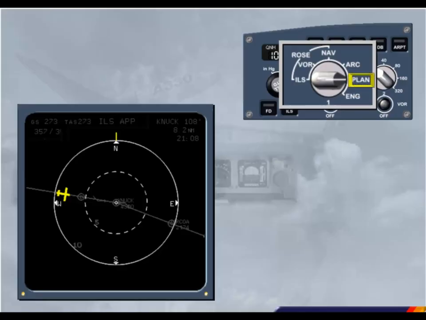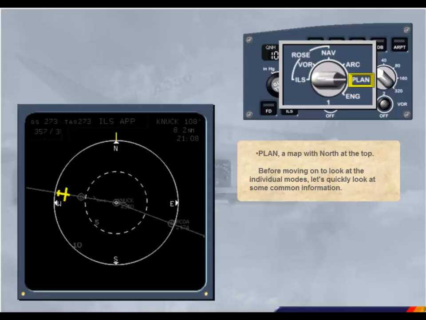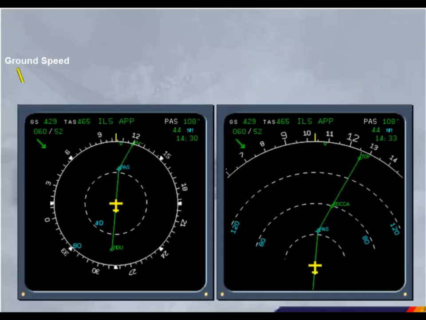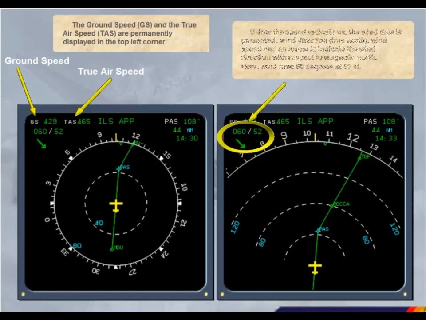Before moving on to look at the individual modes, let's quickly look at some common information. The ground speed, GS, and the true airspeed, TAS, are permanently displayed in the top left corner. Below the speed indications, the wind data is presented. Wind direction, true north, wind speed, and an arrow to indicate the wind direction with respect to magnetic north. Here, wind from 60 degrees at 52 knots.